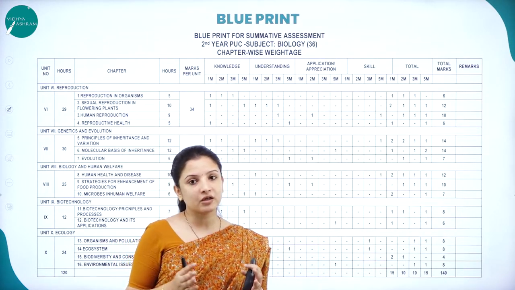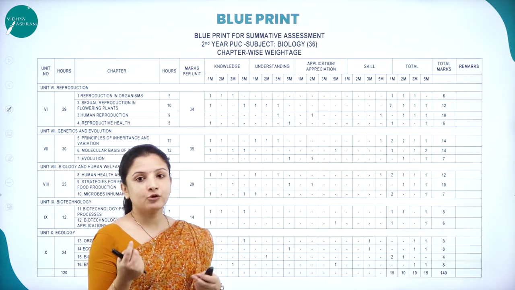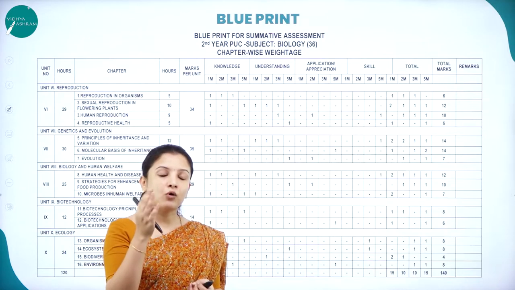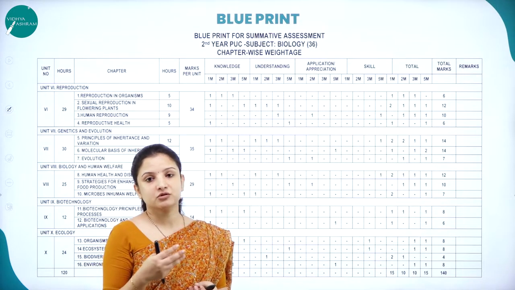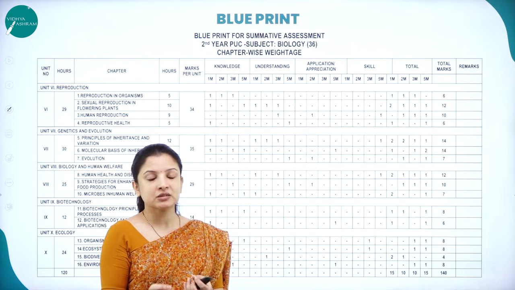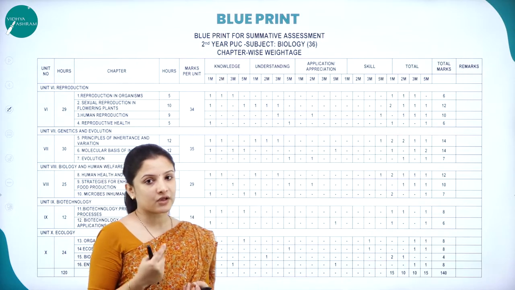And if you need to do smart work, you need to understand the blueprint. In the blueprint, they'll tell you from which chapter, what is the weightage in each chapter, what questions will come out of each chapter. When I say what questions, it means how many 1 marks, 2 marks, 3 marks and 5 marks will come out of each chapter.